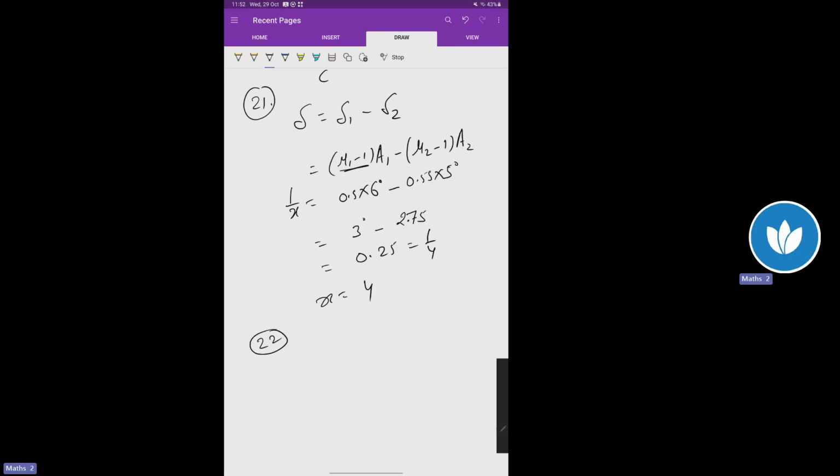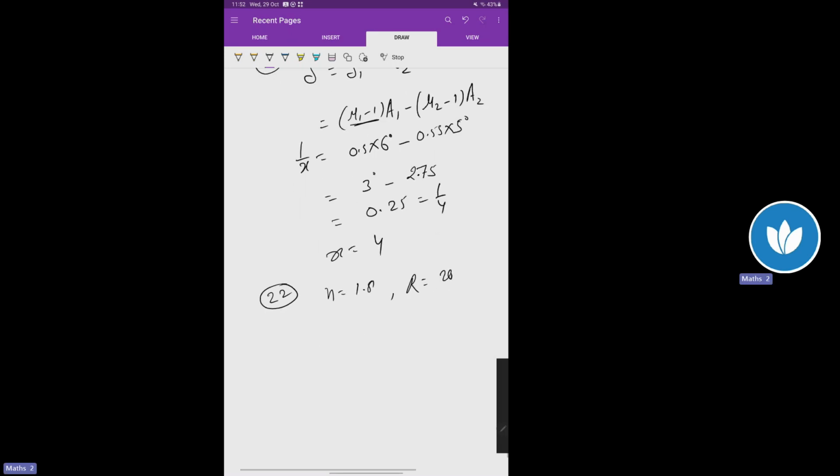Question 22. The radius of curvature of each surface of a convex lens having refractive index n is 1.8, and R is 20. The lens is now immersed in a liquid of refractive index 1.5. This is n lens, this is medium. Find the ratio of the power of the lens in air to its power in the liquid.